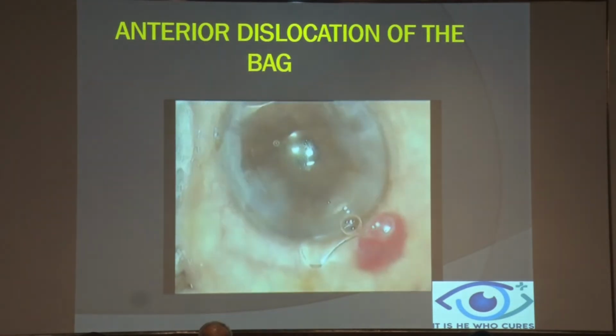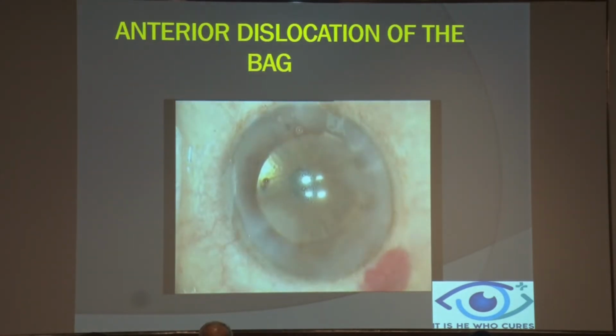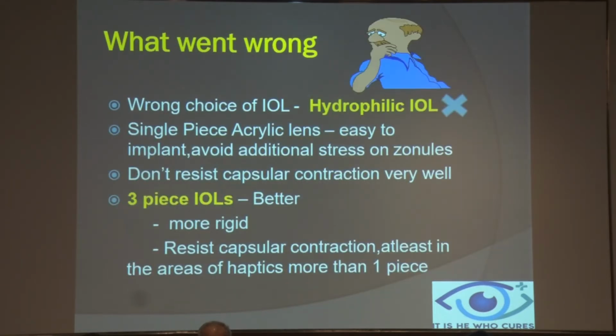You can go and implant a scleral fixation IOL, or you can do a glued IOL or a posterior iris claw IOL. So what went wrong here? Wrong choice of IOL. We implanted a hydrophilic lens. Hydrophilic lenses are good. They are single piece acrylic lenses. They are easy to implant. They avoid additional stress on the zonules. But at the same time, they don't resist the capsular contraction.